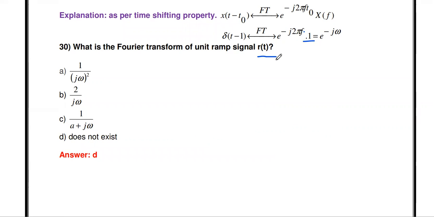Then the next question: what is the Fourier transform of the unit ramp signal? You know the Fourier transform is not applicable for all signals. The Fourier transform can be used only if the signal is absolutely integrable. But the amplitude of the ramp signal r of t keeps growing, so for this signal the Fourier transform does not exist. We can't find the Fourier transform of the unit ramp signal since it is an infinitely growing signal. Likewise for the exponentially rising e power at u of t, the Fourier transform is not applicable. So does not exist is the answer.